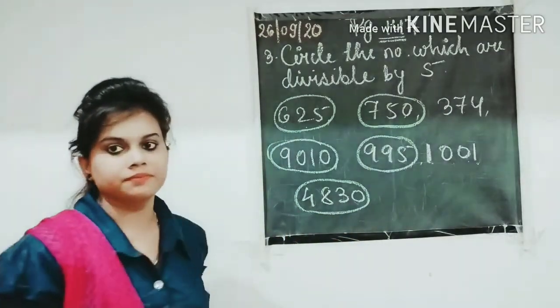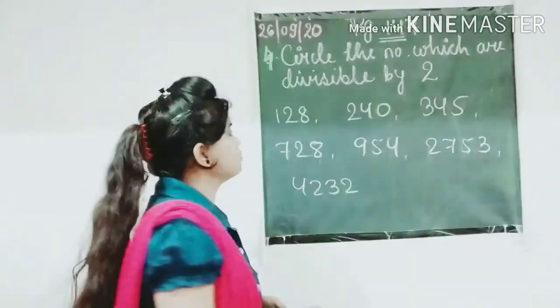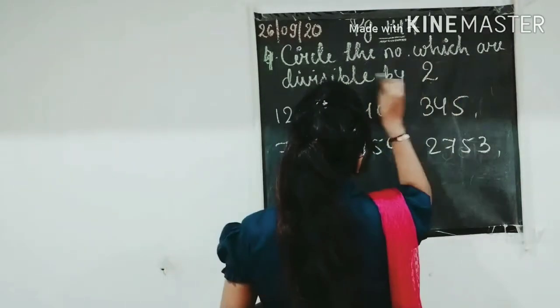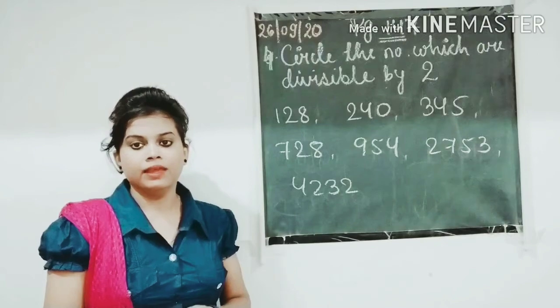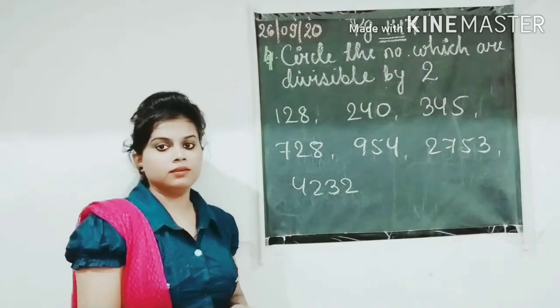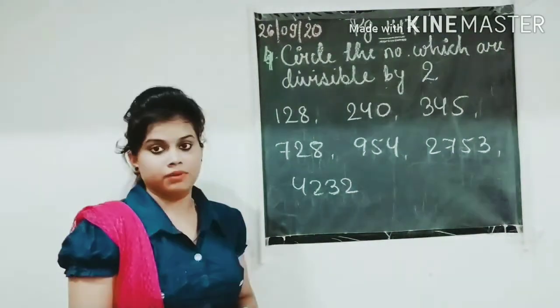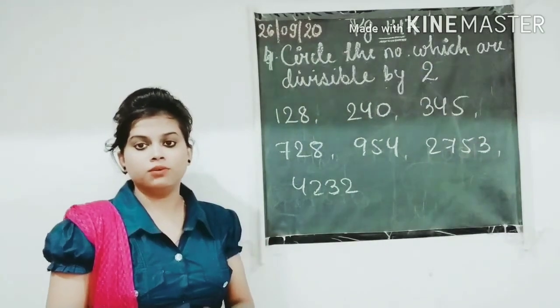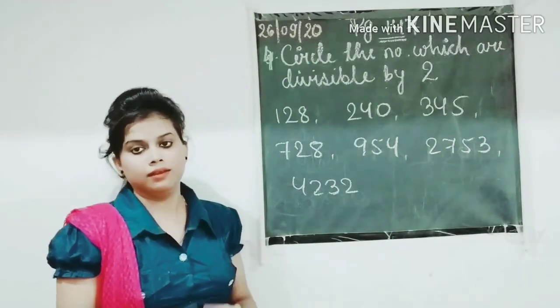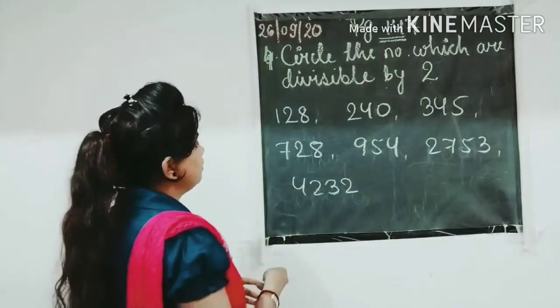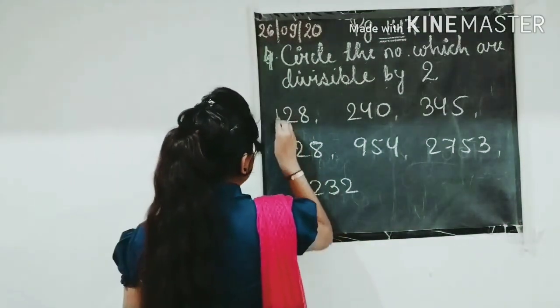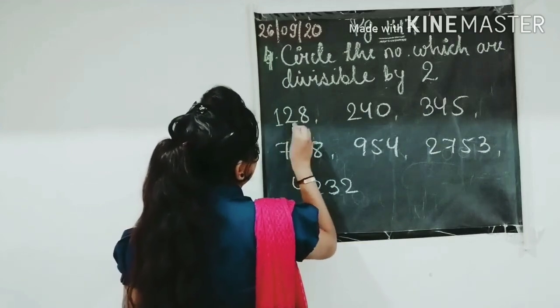So circle that number. Your next question is circle the numbers which are divisible by 2. Now what is the condition for divisibility by 2? Yes, it should end with an even number. Even number means 0, 2, 4, 6, 8 like this. Okay. So see all the numbers which are divisible by 2. That means which end with an even number.